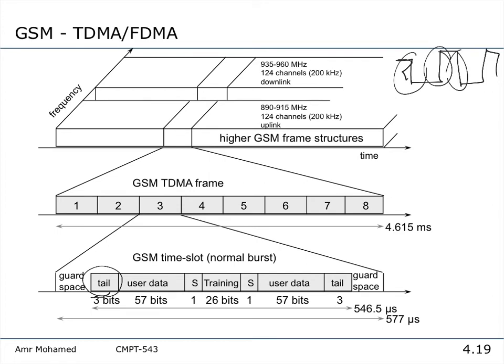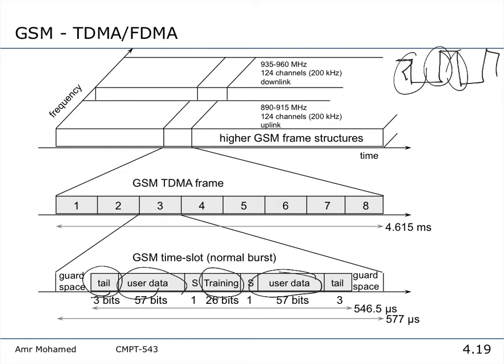So now we know that guard spaces are used for avoiding the overlap between the time slots, to account for propagation delay. Tail bits are used to facilitate the synchronization. And actually the tail bits together with the training bits are used also for synchronization. Now you have two parts of the user data.